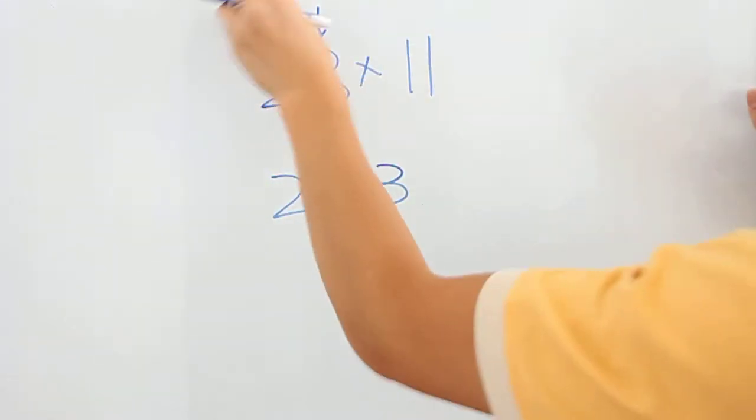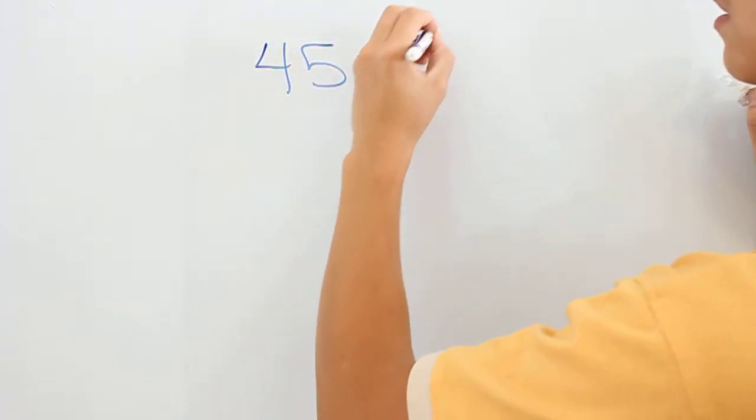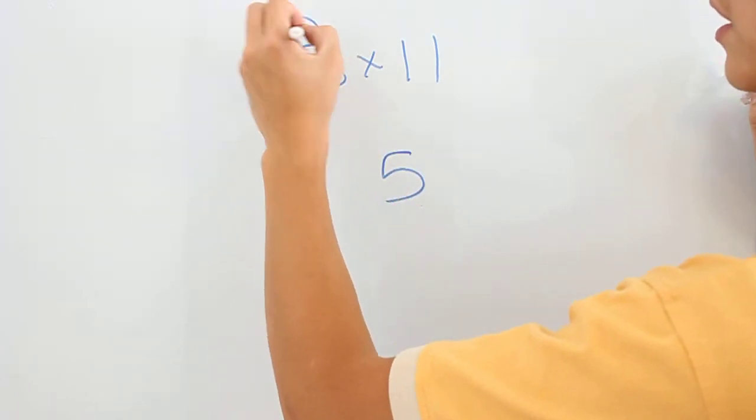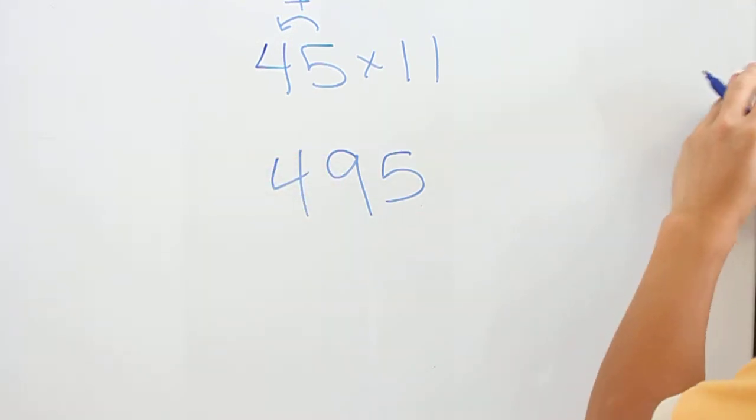So it works very simply for numbers which have very small digits. Another example would be 45 times 11. Again, you want to first give a 5, and then move over and add these two, give a 9, and then you just have the last number, 495.